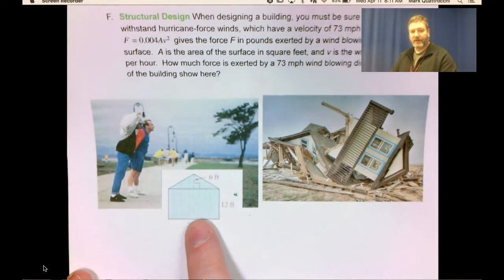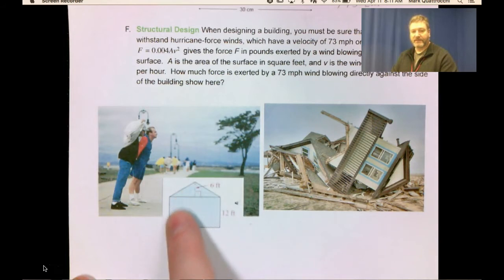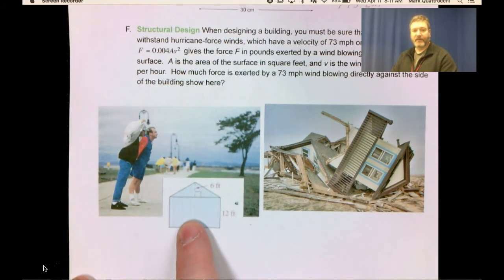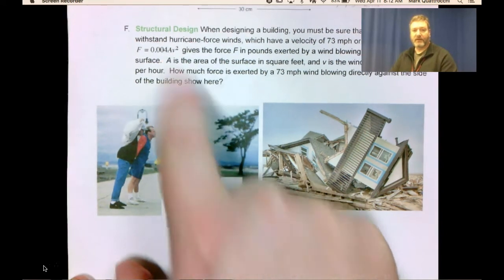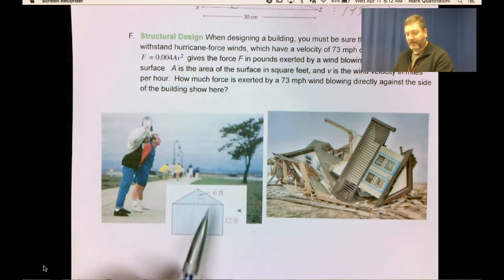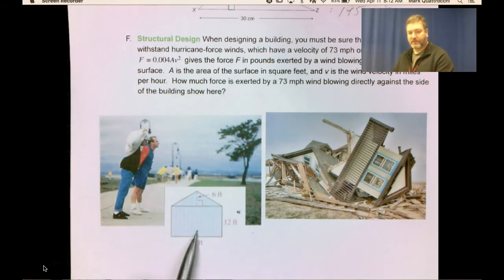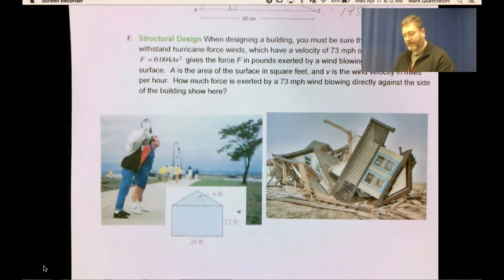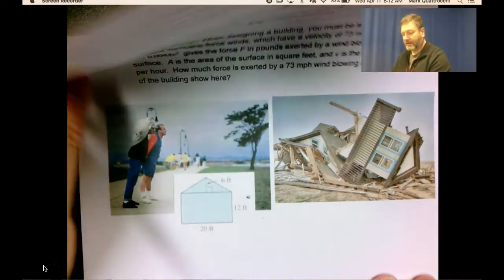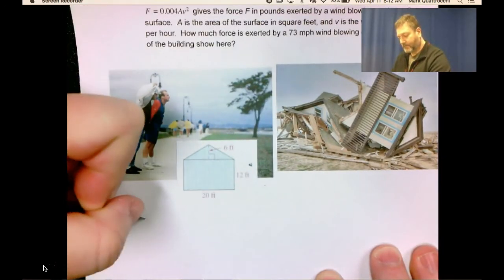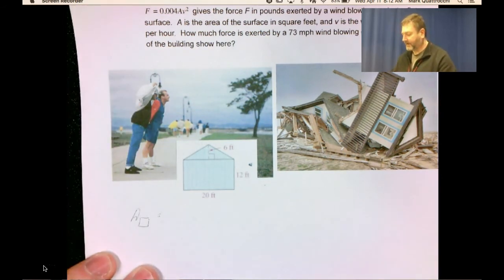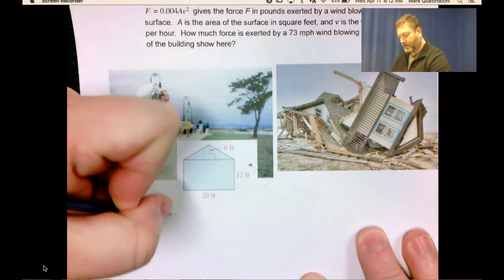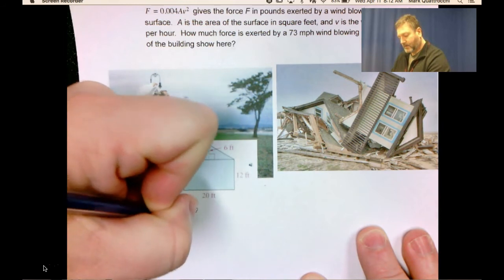To do this problem, we need to find the area of this building and then plug that area into our formula and plug 73 into the velocity. To find the area, we're going to find the area of this rectangle and the area of the triangle and add them together. The area of the rectangle is going to be 12 times 20, or 240 square feet.